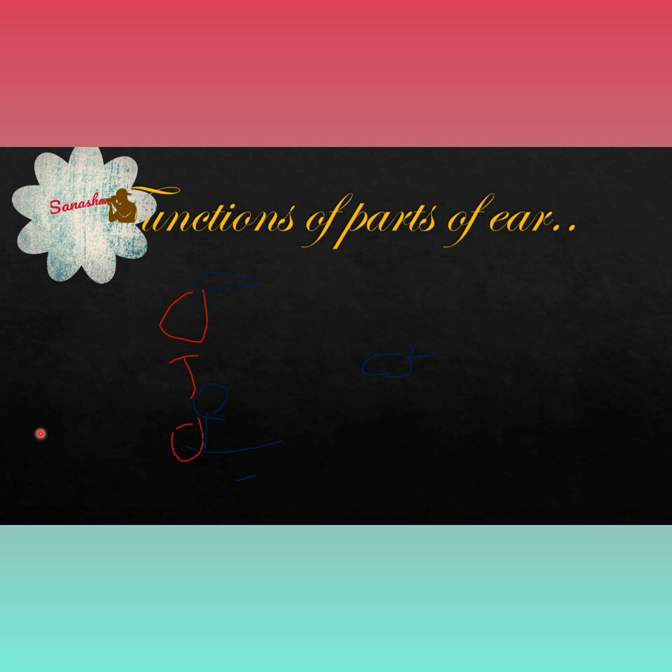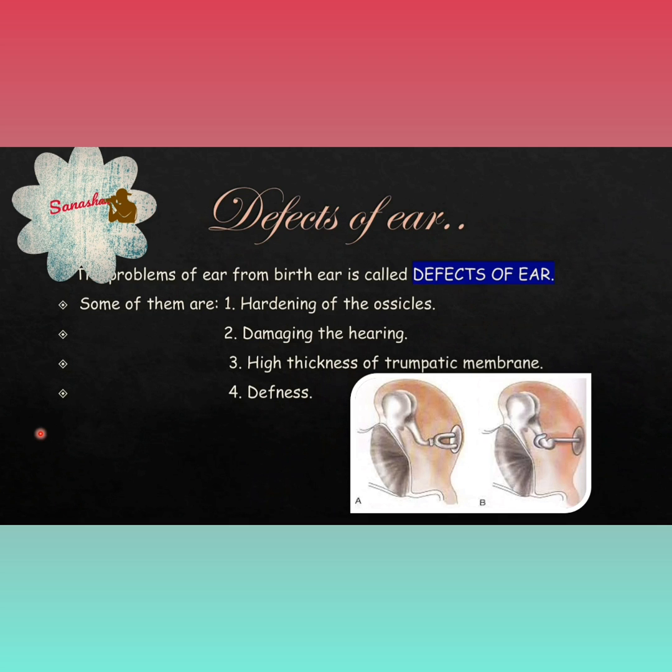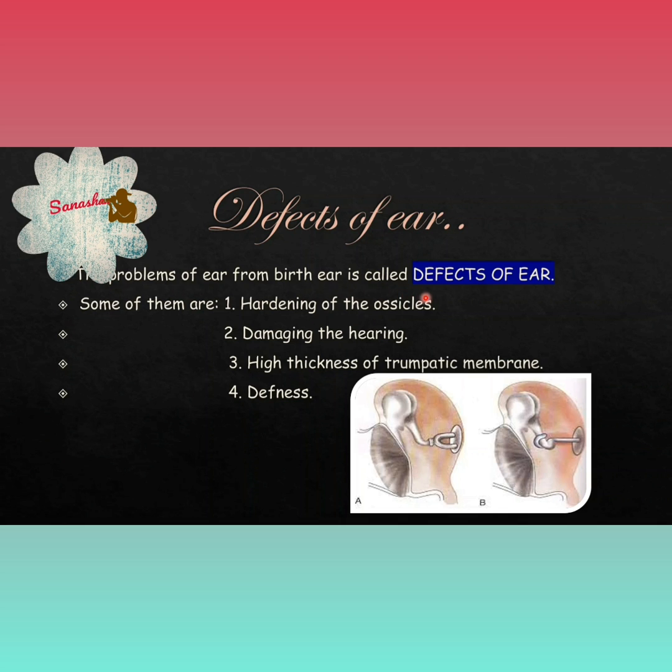And let's move on. So, defects of the ear. Every sensory organ has its defects. The defects of the ear mean the problems that we carry from our birth. So the definition of defects of the ear is that problems of the ear from birth are called defects of the ear. Here I have made a mistake, sorry for that. And some of them are hardening of the ossicles, damage in hearing, high thickness of the tympanic membrane, and deafness.